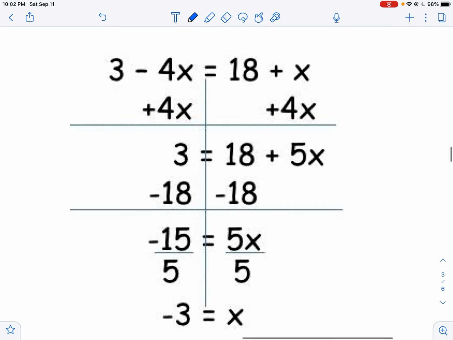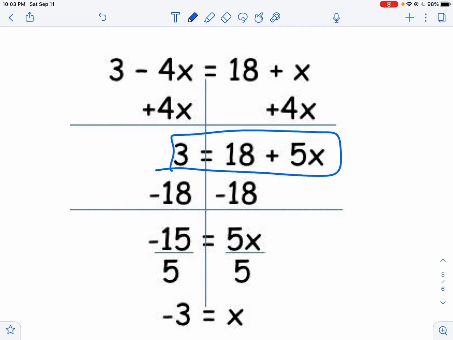Another example. This one here, it's got negative 4x on the left, a positive x on the right. This time they chose to get rid of the variable on the left. You can choose which side you want your variables to end up being. So they got rid of it on the left by adding 4x. Add it on the right side too. Now you get this equation.